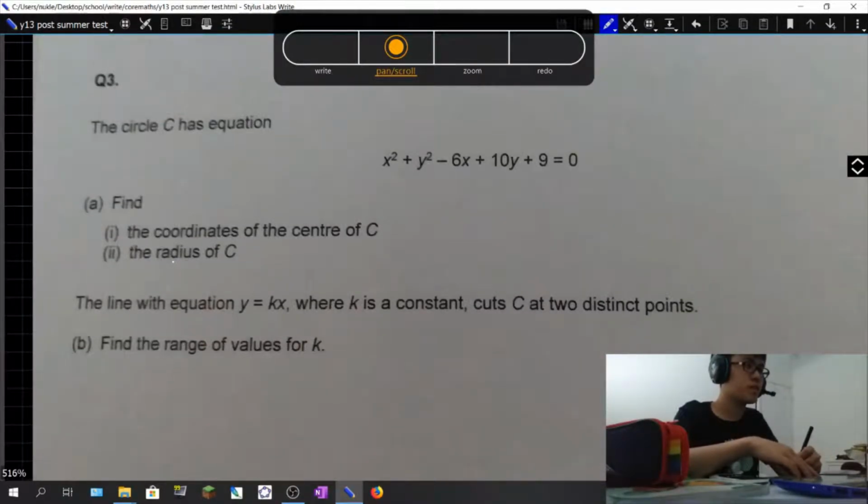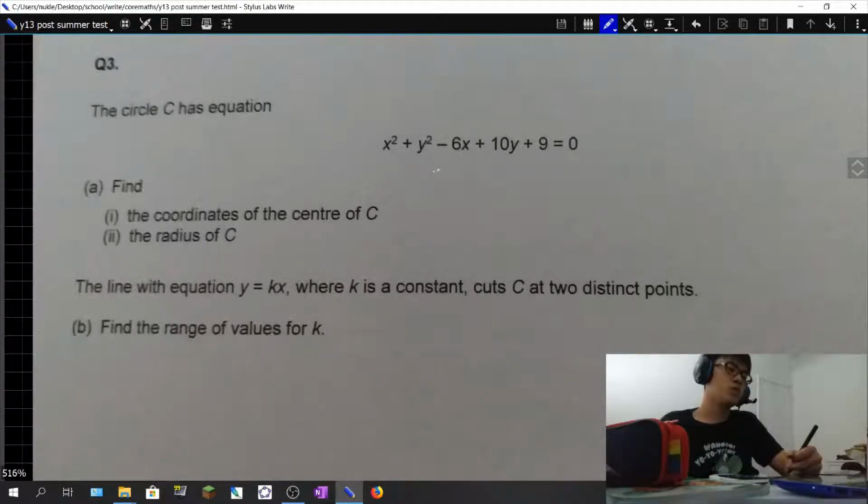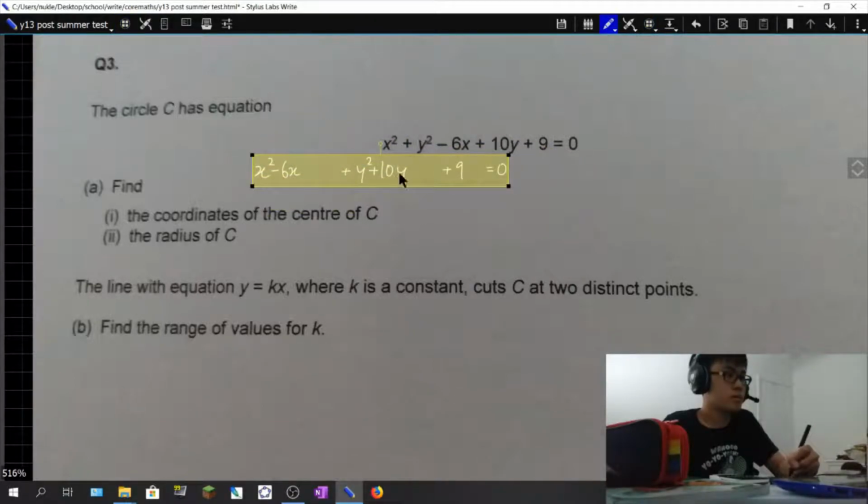Circle C has equation this. You want to find the coordinates of the center and the radius. So what you want to do is collect the x terms and then collect the y terms, and then complete the square. So you can rewrite this as x squared minus 6x, and then plus y squared plus 10y, and then plus 9 is equal to 0.